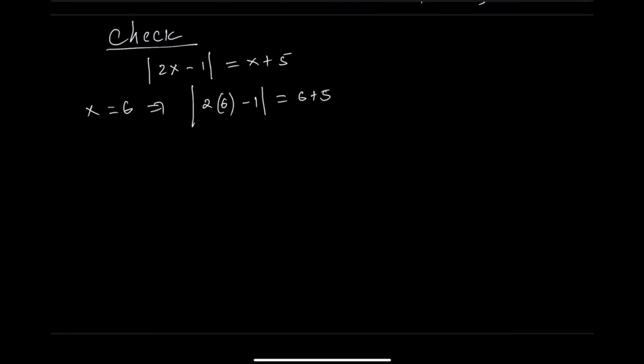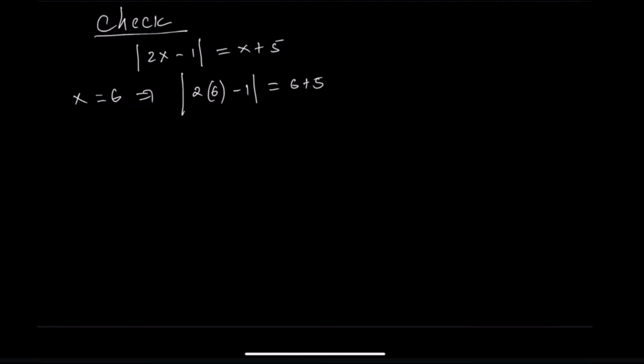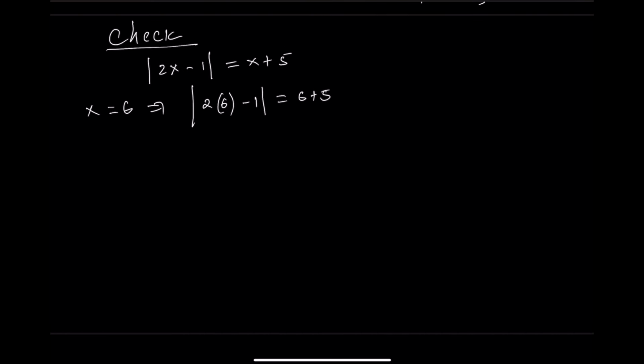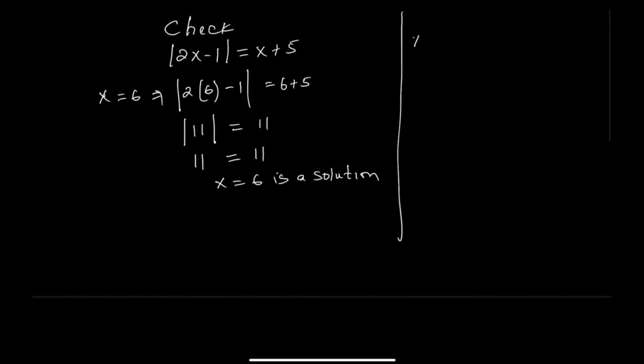First, check x equals 6. We have the absolute value of 2 times 6 minus 1 equals 6 plus 5. That gives the absolute value of 12 minus 1 equals 11. So absolute value of 11 equals 11. Since both sides are equal, x equals 6 is a solution.